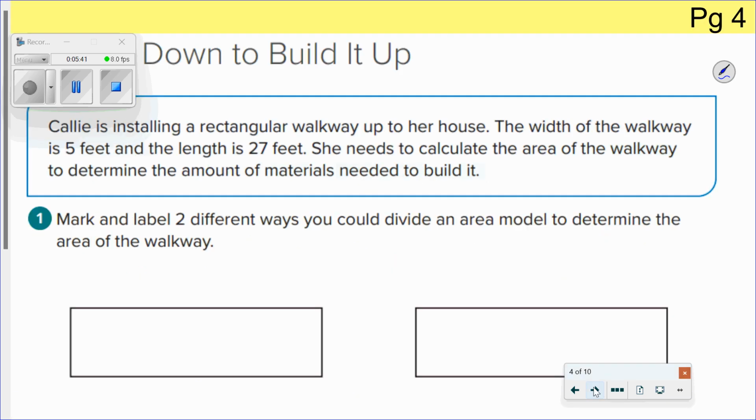Okay, Callie is installing a rectangular walkway up to her house. The width of the walkway is 5 feet, and the length is 27 feet. She needs to calculate the area of the walkway to determine the amount of materials needed to build it. So there's really what our task is.